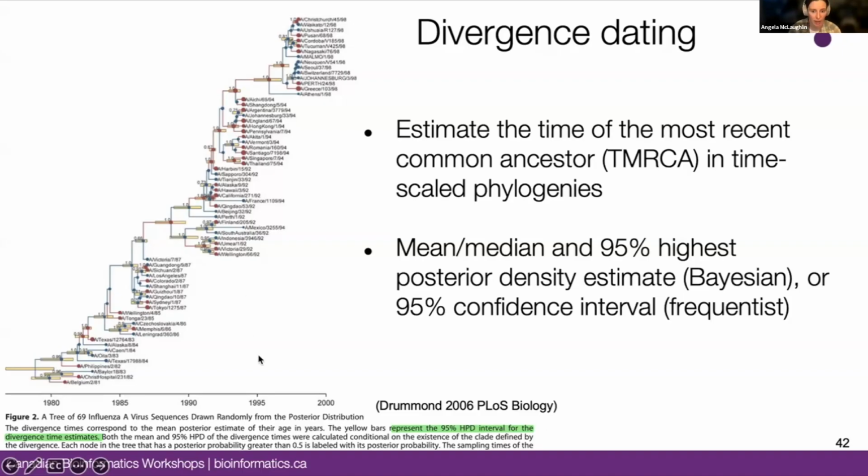This is a figure from another Alexei Drummond paper from 2006 of influenza A viruses. You can see the yellow bars show that HPD confidence interval on the origin of any group of those taxa. So we could look at, for instance, the date of that root, which spans somewhere around 1975 to 1980.